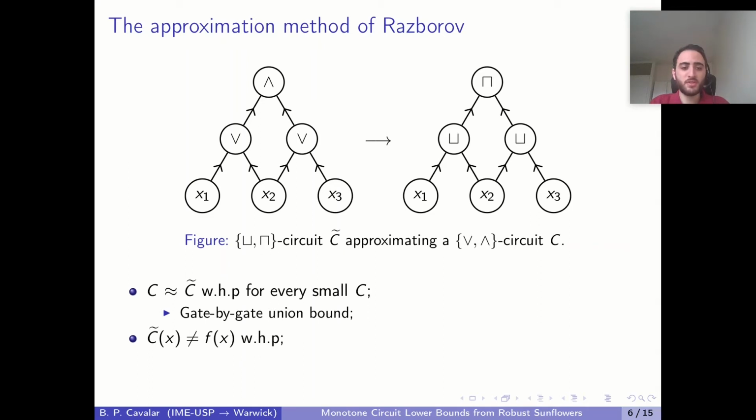But we also want to show that every approximator makes a lot of mistakes with respect to the original target function for which we are trying to prove a lower bound. And this implies that the monotone circuit complexity of the function is large. Otherwise we would be able to find an approximator that makes a lot of mistakes when approximating the function, but is also very similar to a circuit computing the function, which is a contradiction.